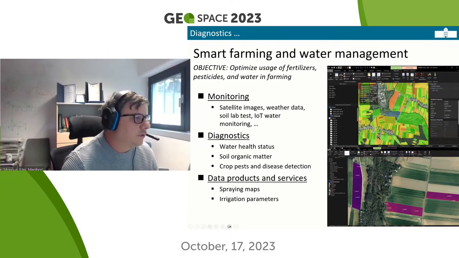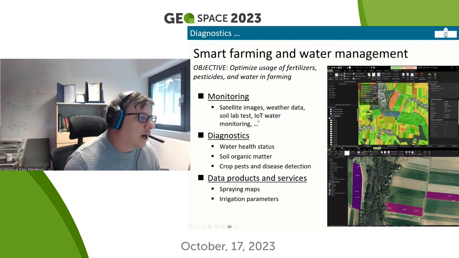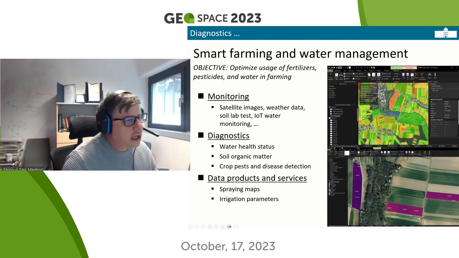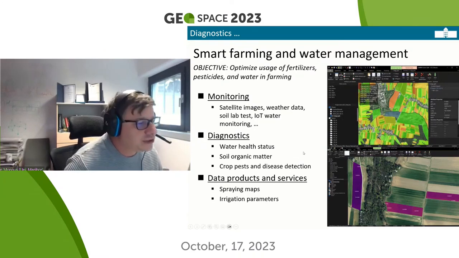We are getting the data from weather stations. We include soil lab testing, and also IoT for water monitoring. Based on that, we can then determine the water health status, soil organic matter, and detect crops, pesticides, and diseases.